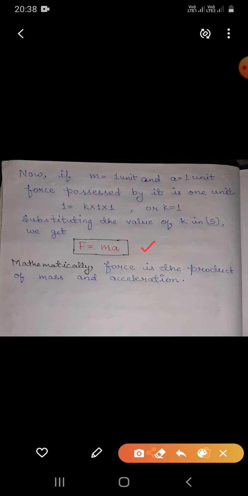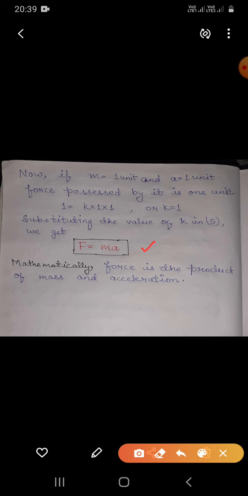This is Newton's second law of motion. Force is equal to mass into acceleration. Mathematically, force is the product of mass and acceleration.